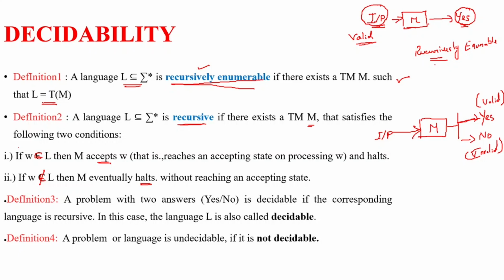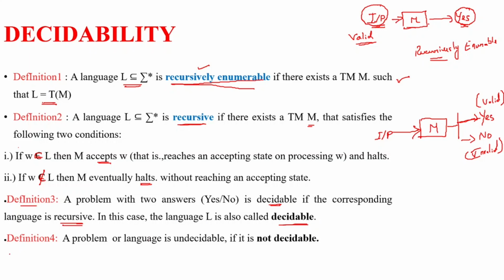We should know the very difference between recursively enumerable and recursive. Recursive is the one where the Turing machine always halts, irrespective of whether the input fed is valid or invalid. Then comes the problem. Let us look into definition 3. A problem with the two answers, yes or no, is decidable if the corresponding language is recursive. That's what I meant. And in this case, the recursive language is also called a decidable language.